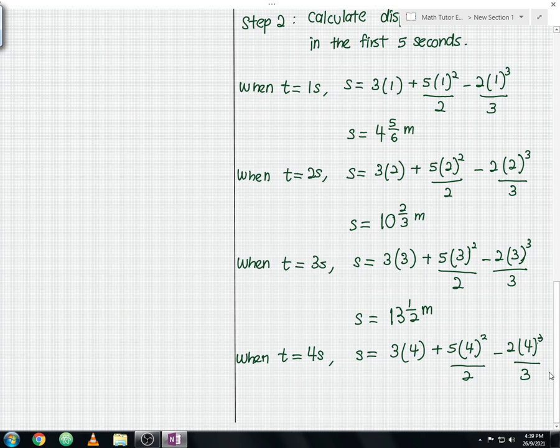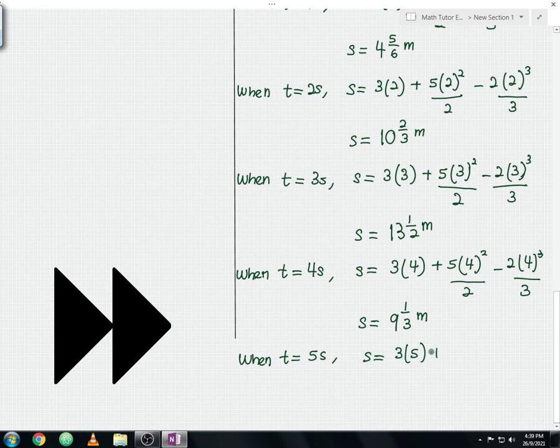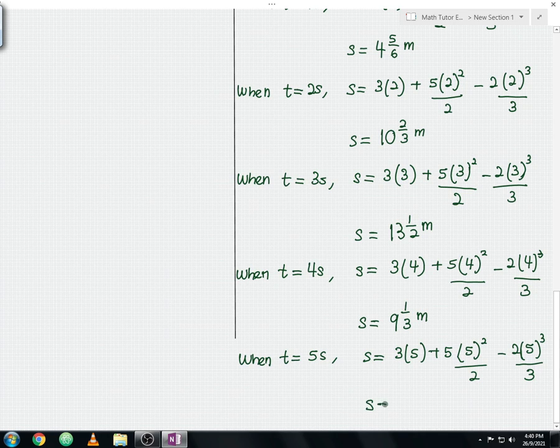Okay, so let us continue for t equals to 4 seconds. Okay, so you calculate this, you should get your displacement is equal to 9 1/3 meter. When t is equal to 5 seconds, so okay, you calculate this, and is equal to 3. Okay, you calculate this, you should get your displacement is equal to negative 5/6 meter. Okay, so this is the complete working, guys.